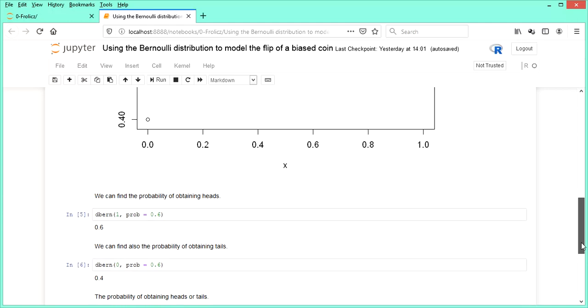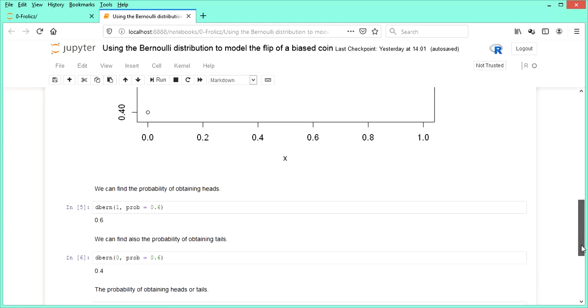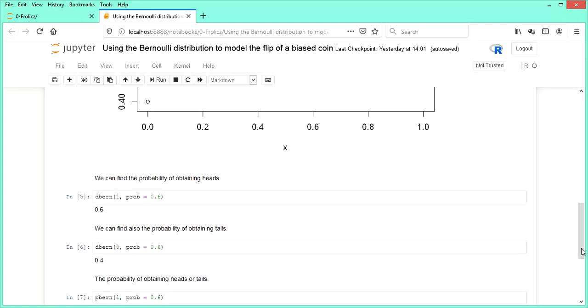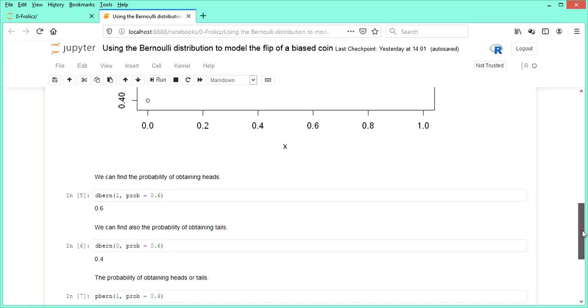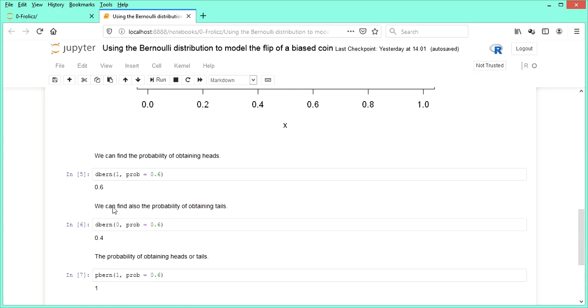Now we can look at the probability of obtaining heads or tails. Well, that would be pbern, so the probability of getting at least 1, so we're getting at least a head, is the probability of getting heads plus the probability of tails, so of course we get 1. But we could have figured that out.